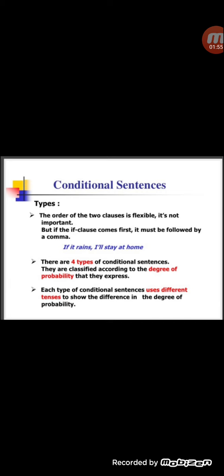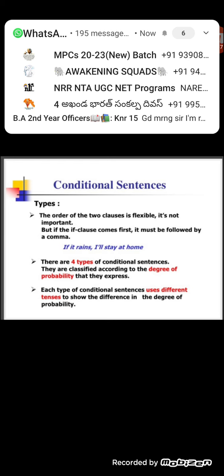Okay. Now let us see the types of conditional sentences. Actually there are four types of conditional sentences. They are classified according to the degree of probability that they express. Conditional sentences are categorized into four types. Each type of conditional sentence uses different tenses to show the difference in the degree of probability.